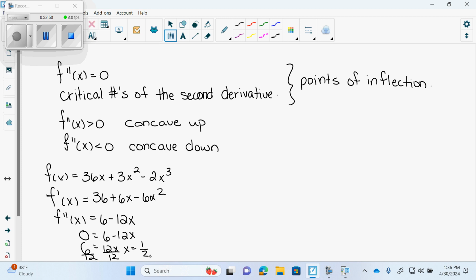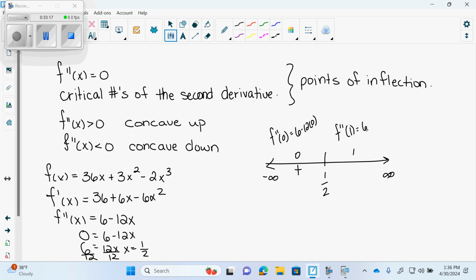We agree? So it's a polynomial. Because it's a polynomial, we go from negative infinity to positive infinity because the domain is all x. We have a half in here. We run our test points. We can go 0, we can go 1. So we do f double prime of 0. Now we plug it in there. 6 minus 12 times 0 is positive. And then I do f double prime of 1, and I get 6 minus 12 times 1, which is negative.